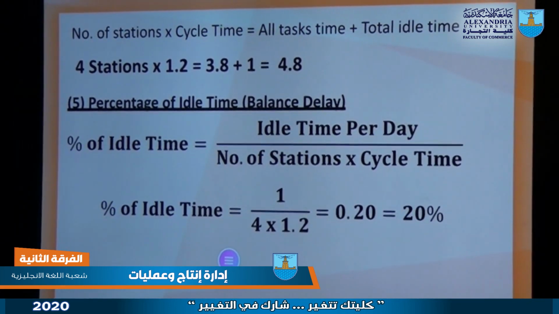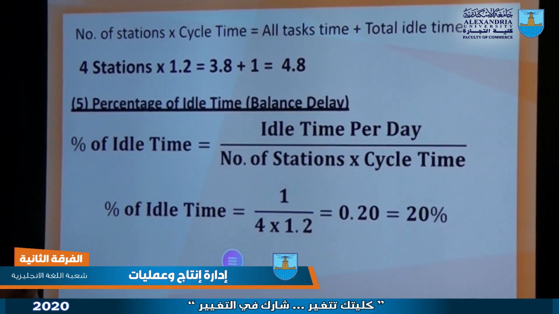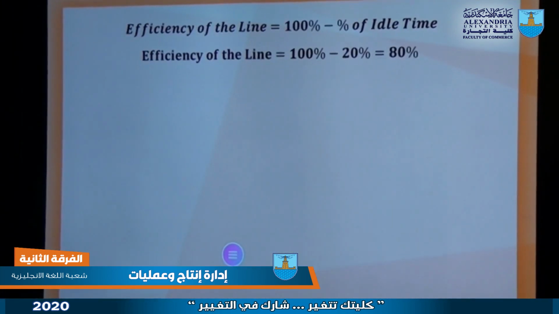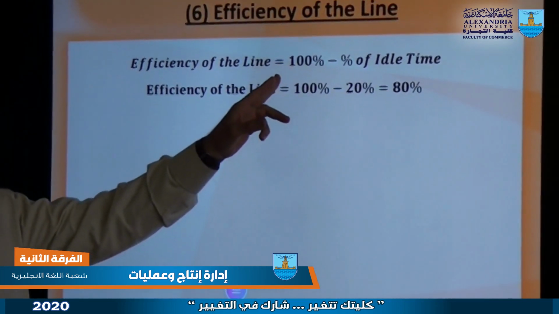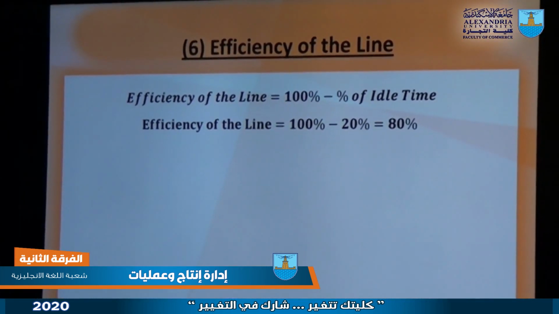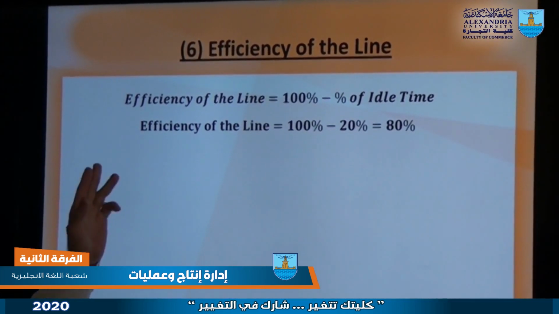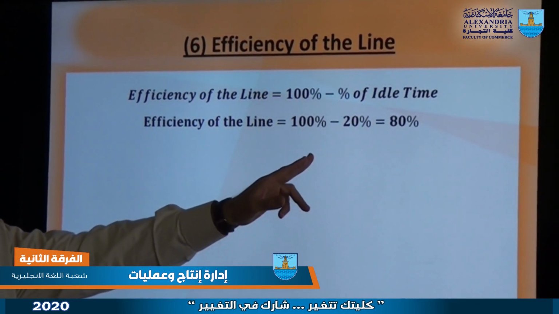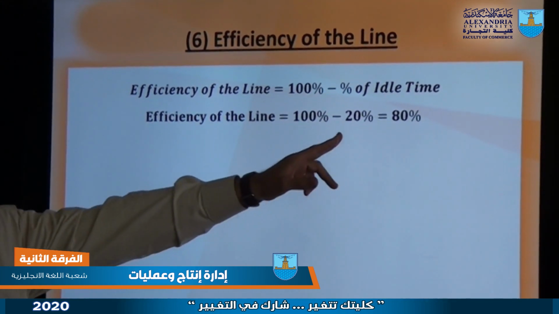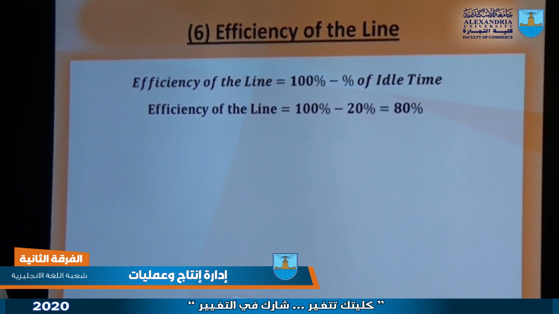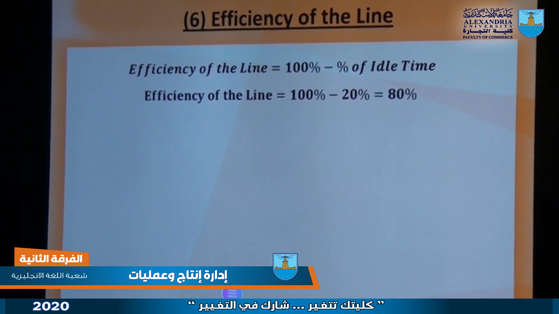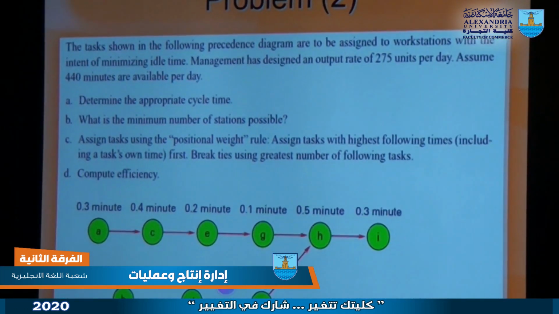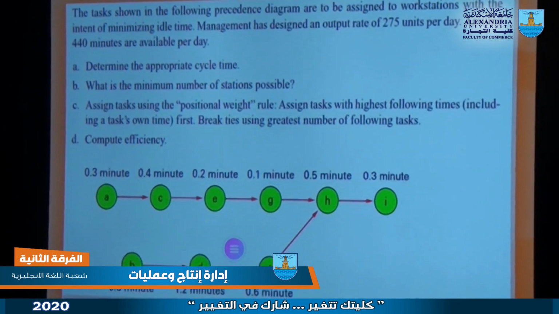To count efficiency rate, 1 minus idle time rate. So 1 minus, or 100% minus, idle time rate. So efficiency of the line is 100% minus 20% idle time rate, equal to 80%. So we are using only 80% of the available time.